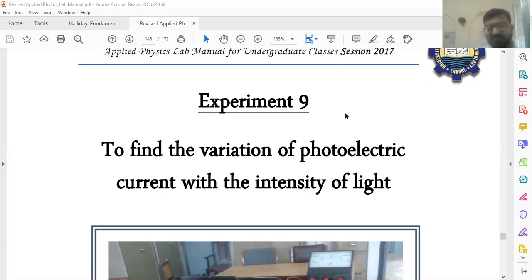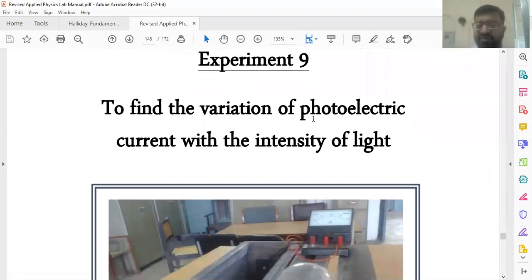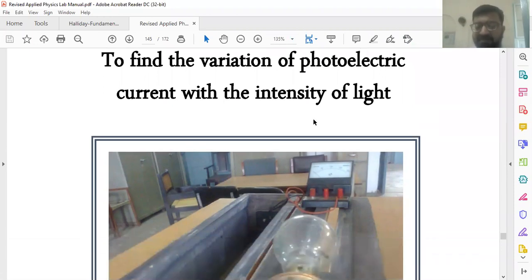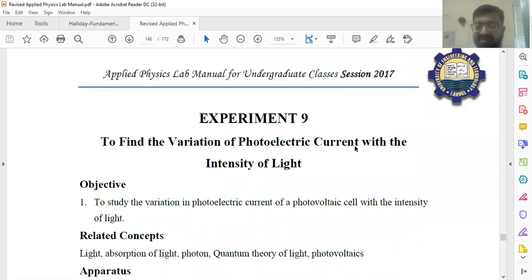So dear student, today's experiment is to find the variation of photoelectric current with the intensity of light. So what is photoelectric current? Photo means light, electric means electrons. The photoelectric current is the current produced by the impact of light on some material. When we shine some light on a material, it ejects electrons. So we say that such type of current is photoelectric current.